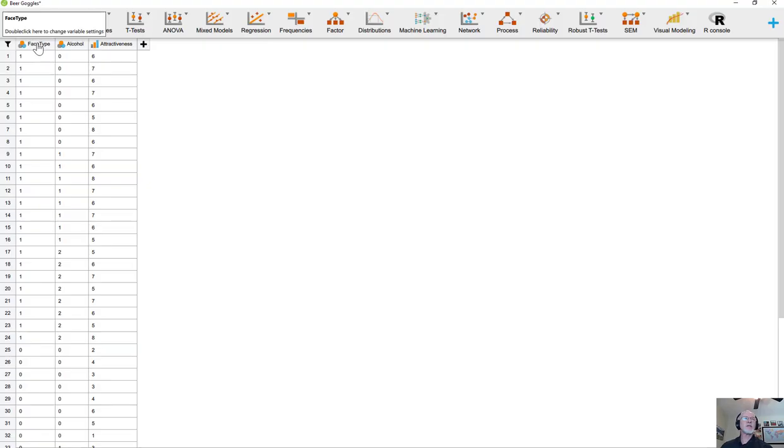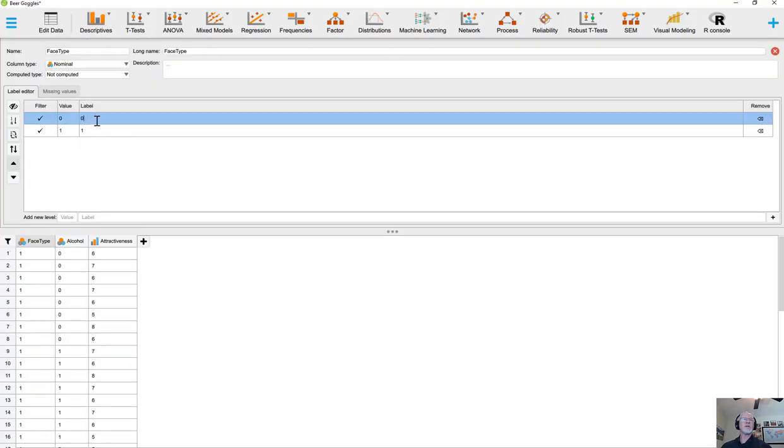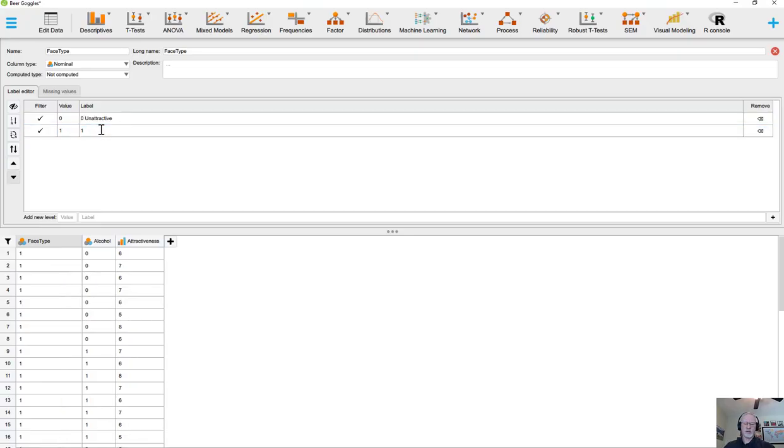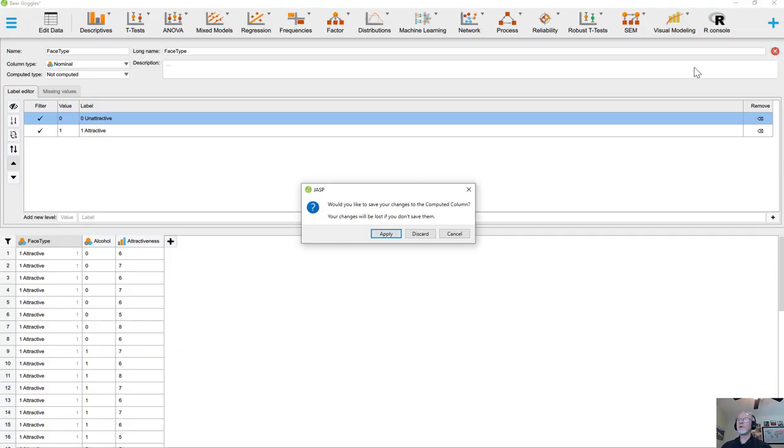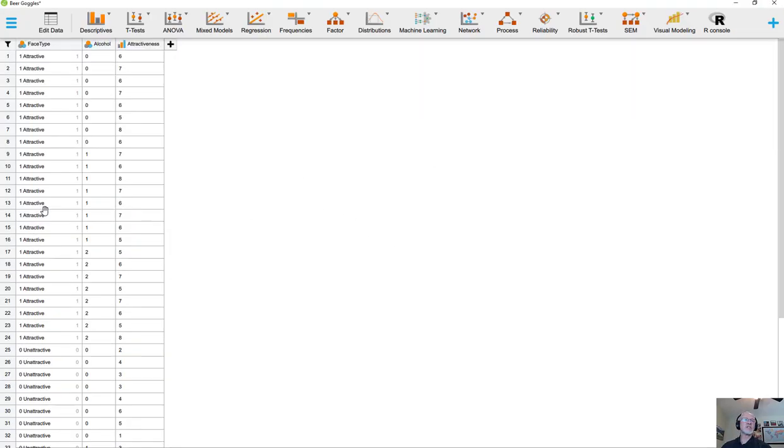So what I want to do is double left click on face type, and for 0, we're going to put unattractive next to the 0, click on the 1, and put attractive. Click someplace else other than that cell, then close the window, apply the changes, and now we have the labels along with the numbers. The numbers are shown grayed out.